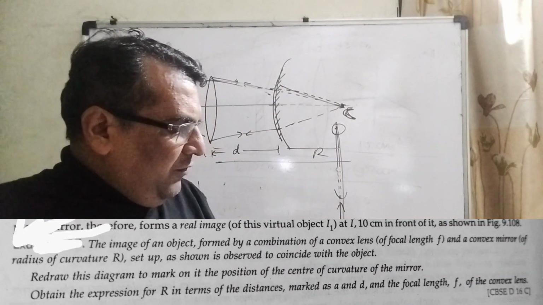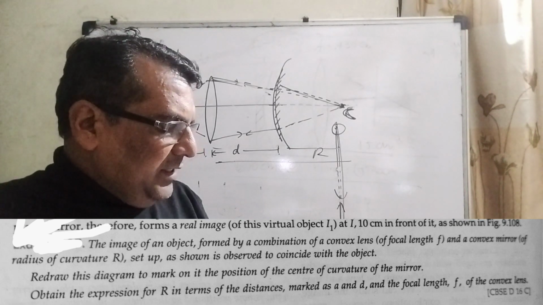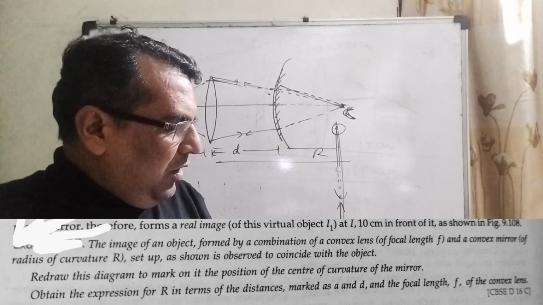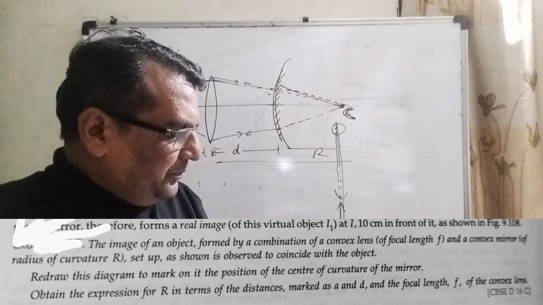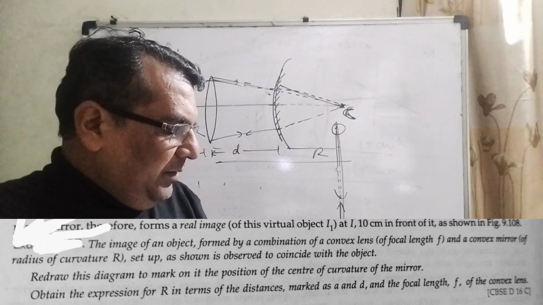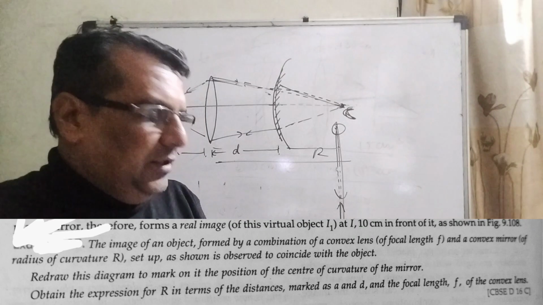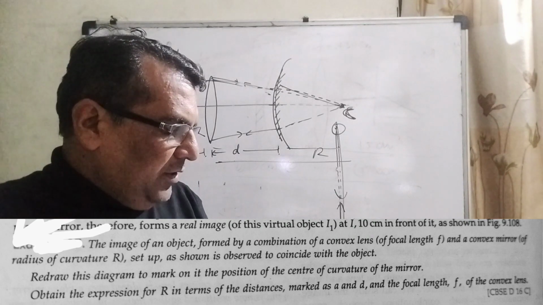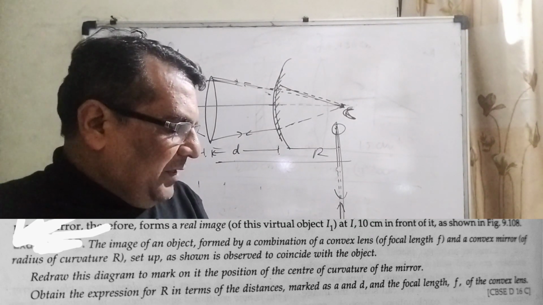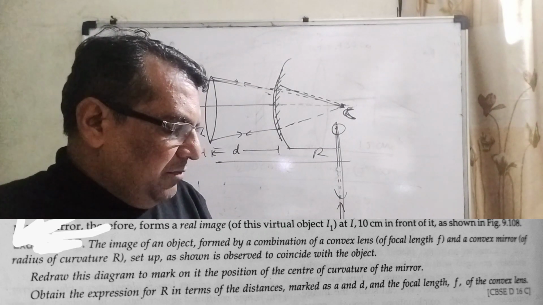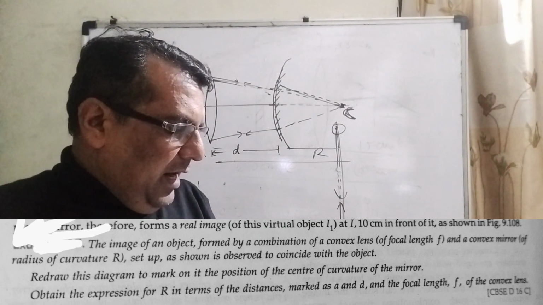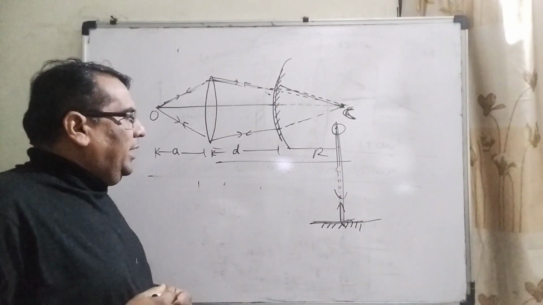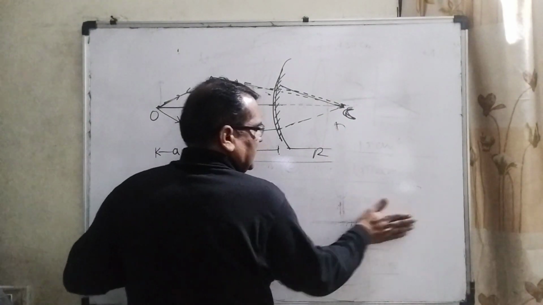Next question. The image of an object formed by a combination of a convex lens of focal length small f and a convex mirror of radius of curvature capital R, set up as shown in the figure, is observed to coincide with the object. Redraw the diagram to mark on it the position of the center of curvature of the mirror and obtain the expression for R in terms of the distances marked as a and d and the focal length f of the convex lens. Very simple question. Actually, this is based on a concept, based on a fact.